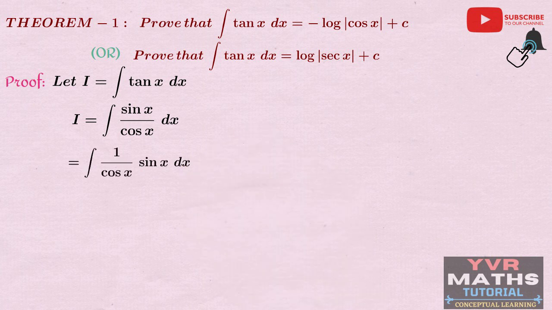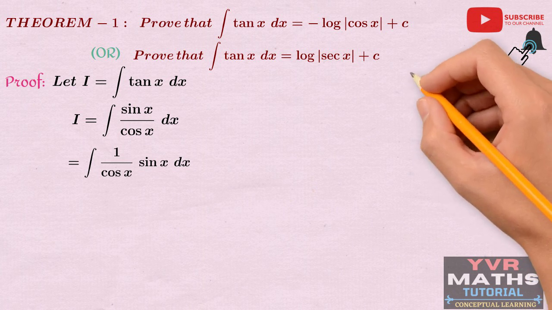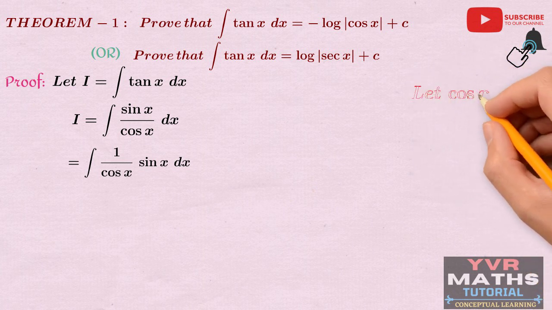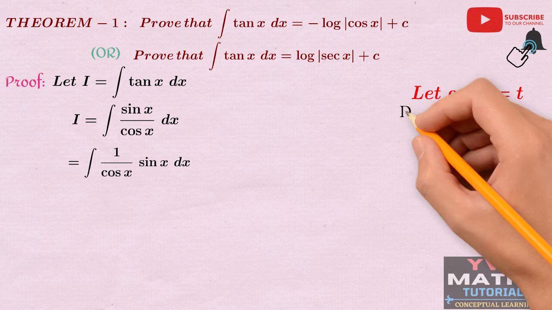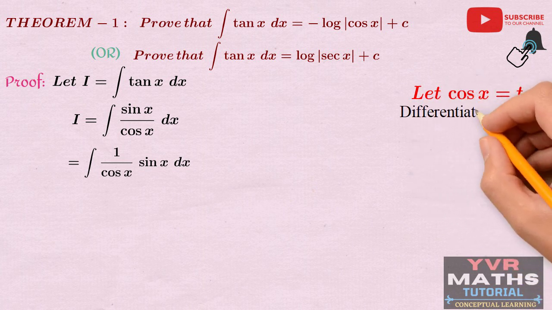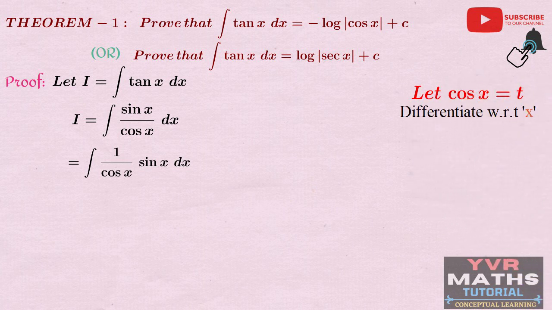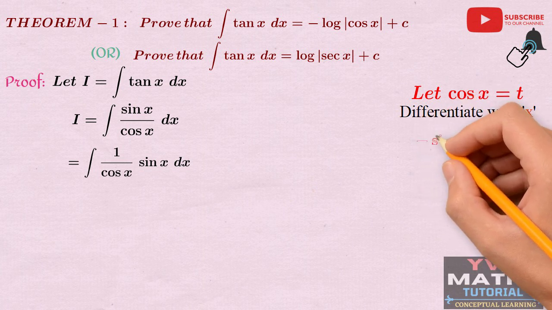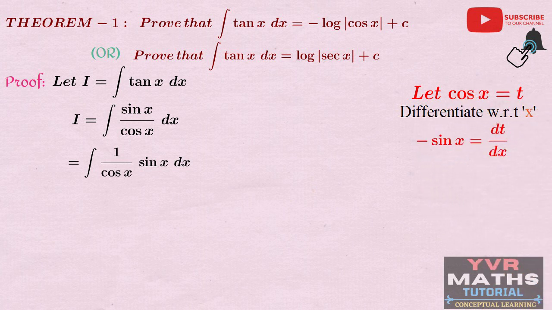Now substitute some part of the integrand as another variable such that its differentiation exists in the integral. So that's why I am considering here cos x as a new variable. So let cos x is equal to new variable t. Differentiate with respect to x. Then what we will get? Minus sin x is equal to dt by dx.